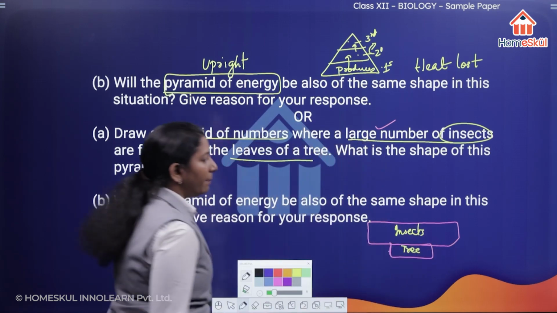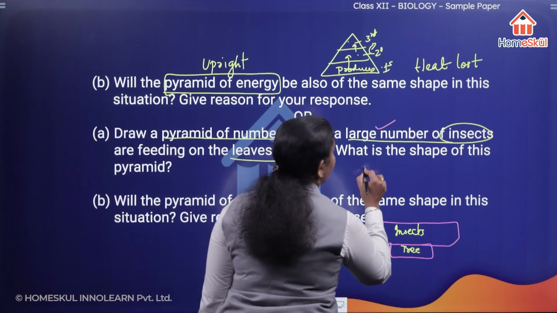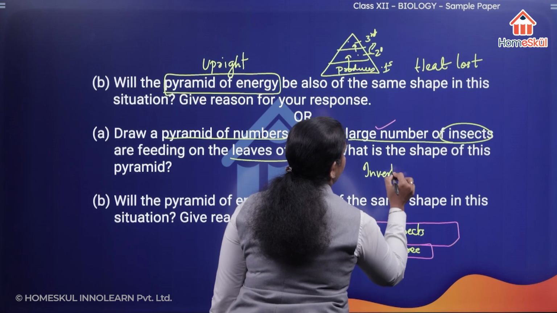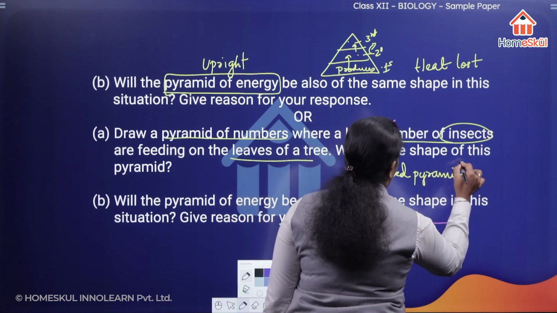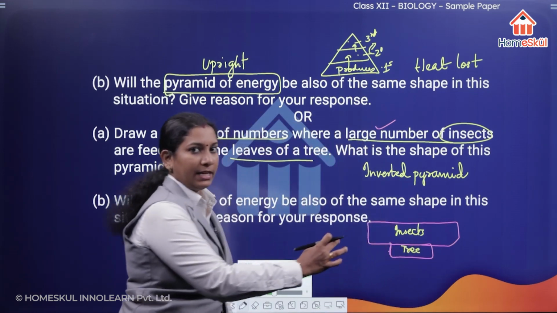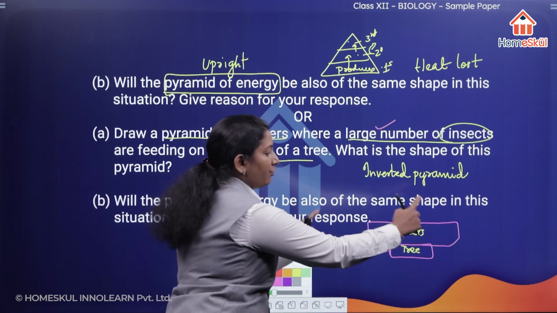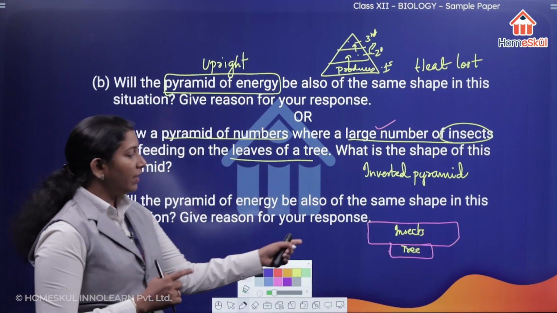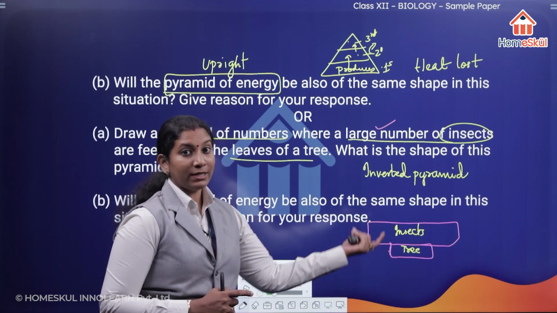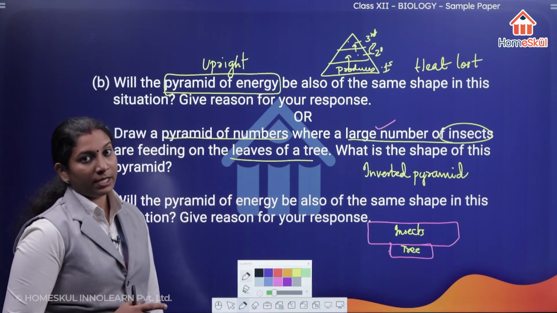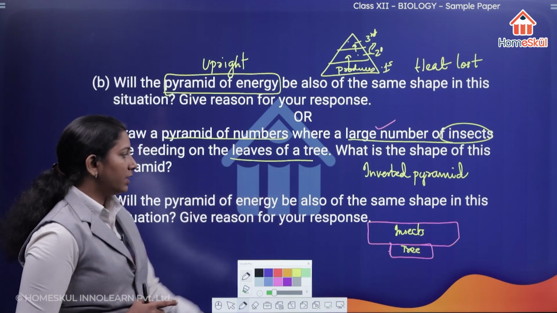Large number of insects will be feeding on this tree, right? So the pyramid of number will be like this. It is again a what? Inverted pyramid of number, that is a single tree, leaf of a single tree, depending upon that tree, many of the insects are living. Many of the insects will be feeding on the single tree. So this is a pyramid which is showing an inverted pyramid of number. This will be the shape of this pyramid, inverted pyramid.